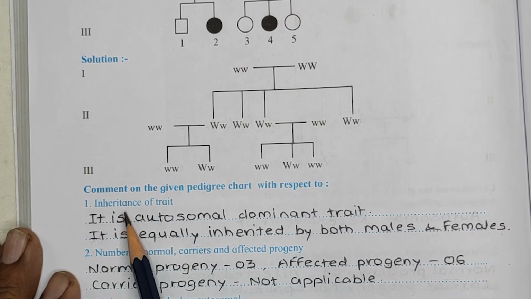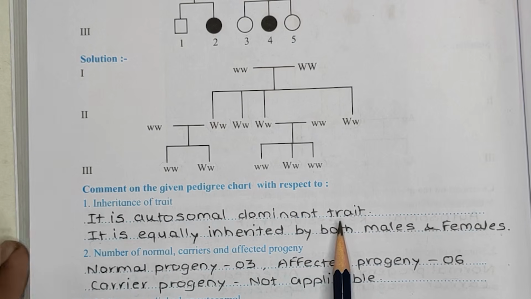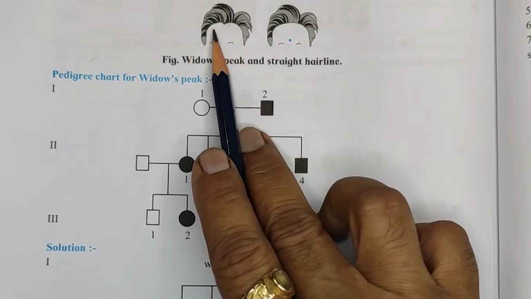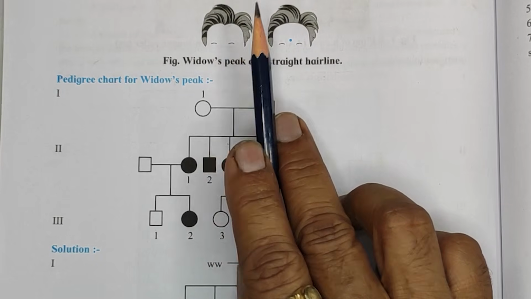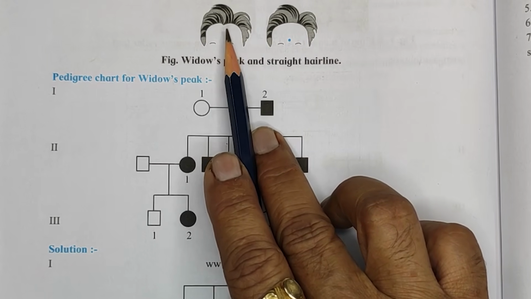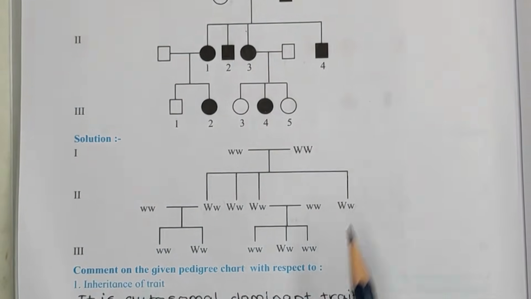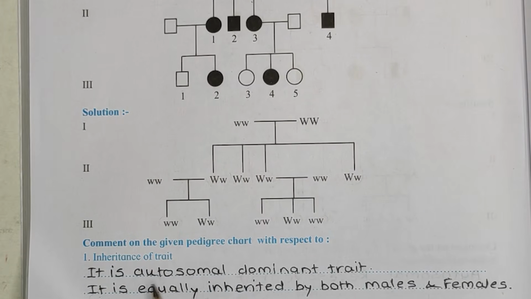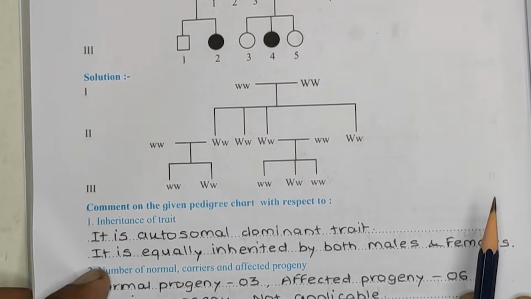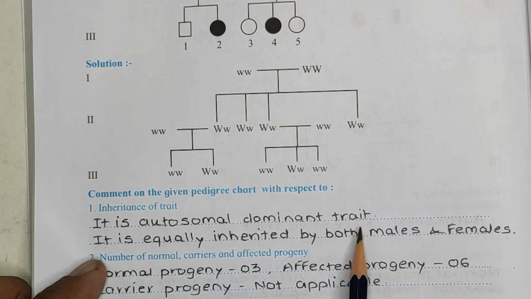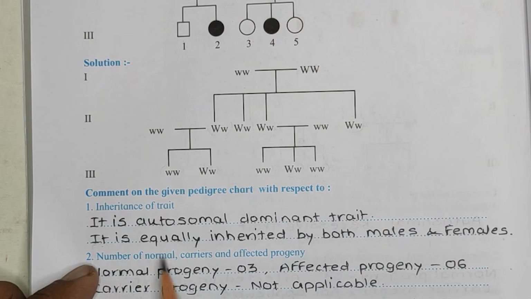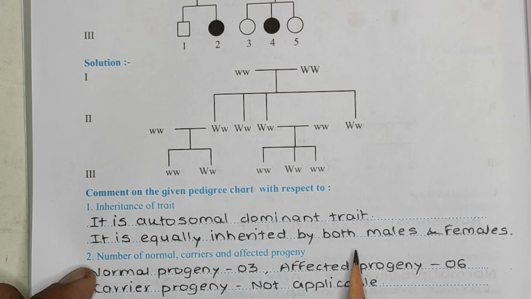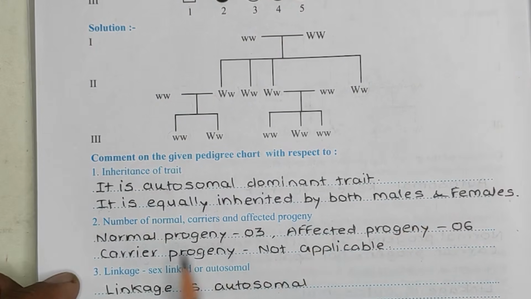First question, inheritance of trait. It is an autosomal dominant trait. Dominant means what? Because here there is capital W as well as capital W, small w. So capital W is the dominant one, and you have to think about this dominant one. That's why the dominant trait is there. Of course it is autosomal inheritance. It is autosomal dominant inheritance, expressed in both male and female, so it is equally inherited by both males and females.